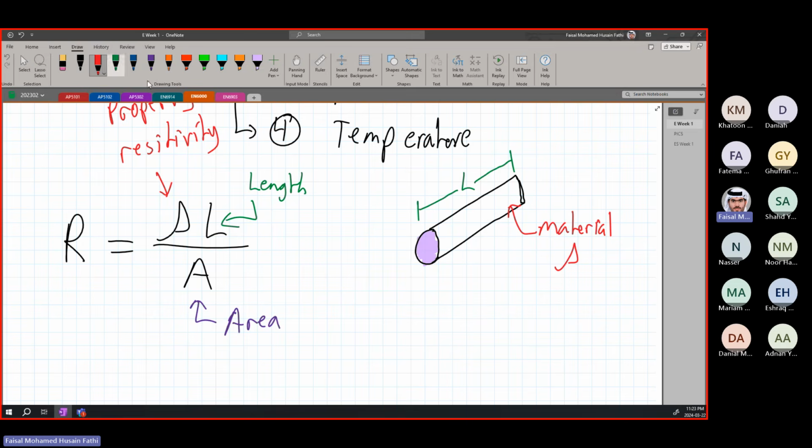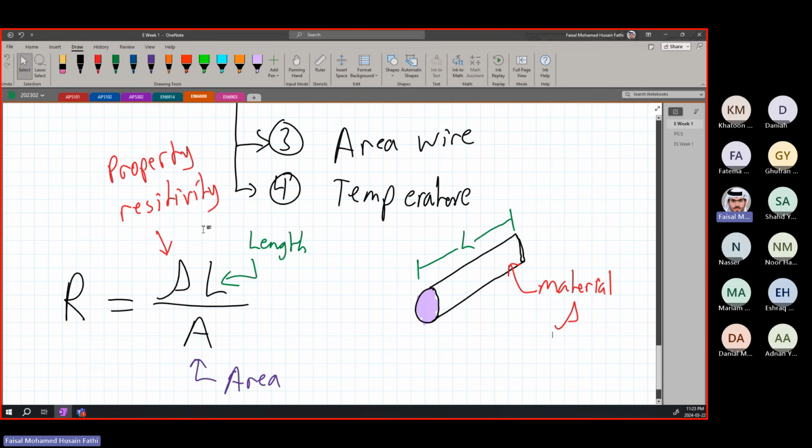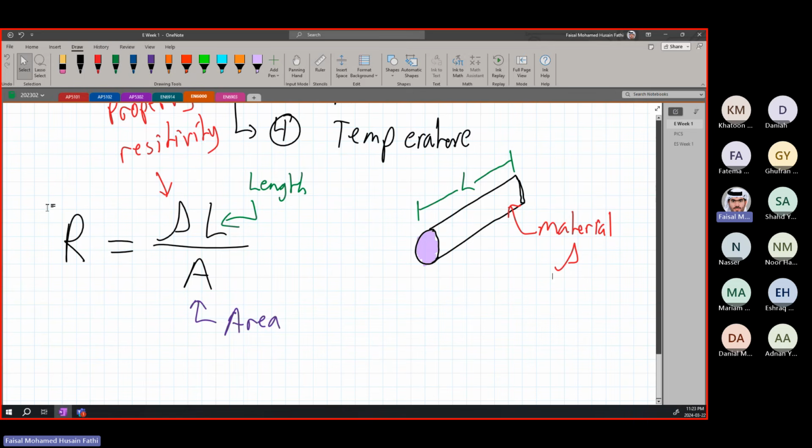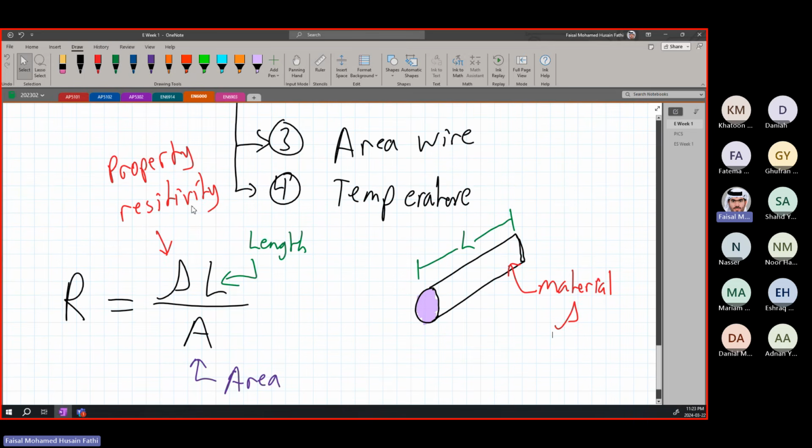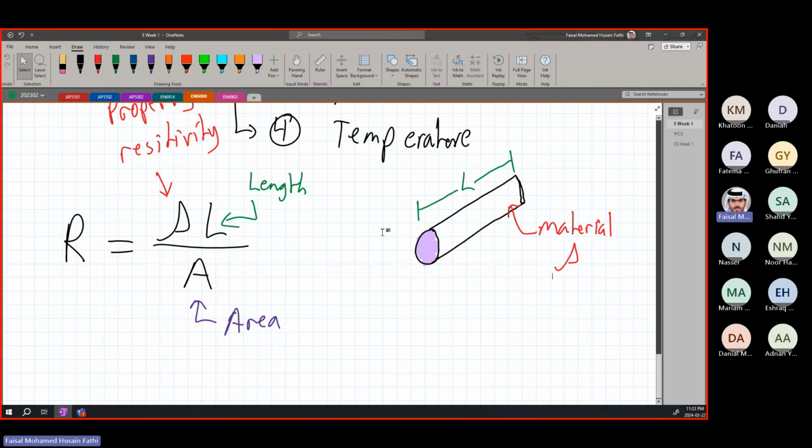Will the resistivity be given? It depends on the question. Most of the time, resistivity is not something to be calculated. These are usually experimentally calculated. However, if they give you the length, area, and resistance, you should be able to find resistivity from that. And we will see that in some of the questions.